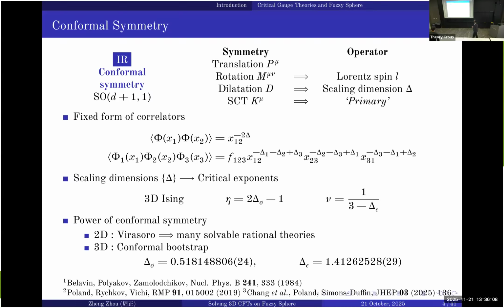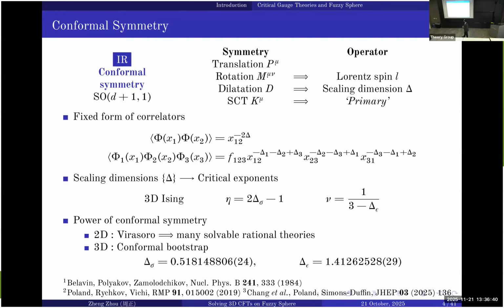So the special conformal transformation singles out a special kind of operator called the primaries, whose 2-point and 3-point correlation functions have their forms fixed to be some kind of power law, and the powers are related to the scaling dimensions. This set of scaling dimensions also determines the critical exponents in critical behaviors, for example, in the 3D Ising transition.